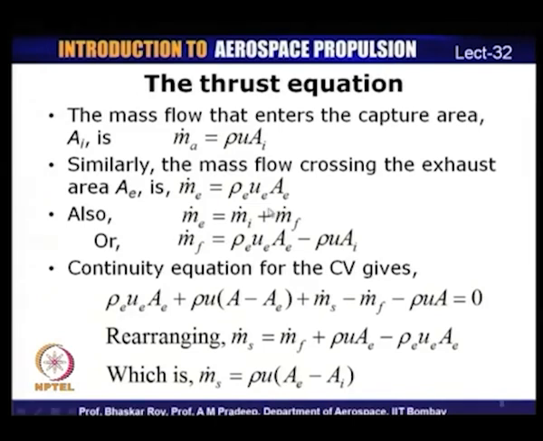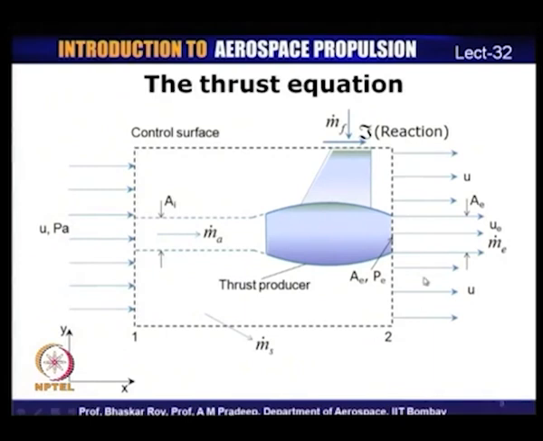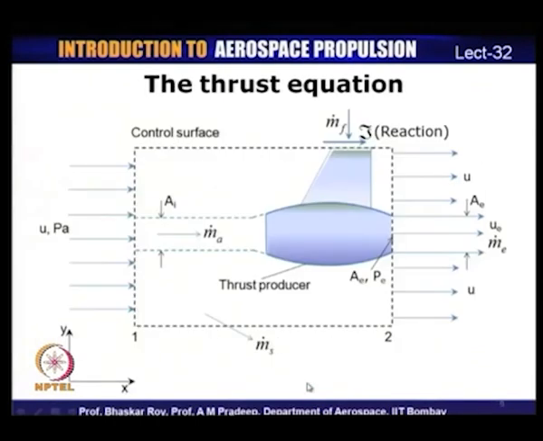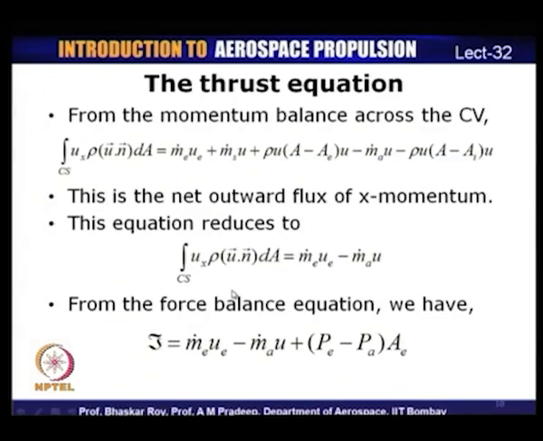But we have already derived an expression for m dot f, which is equal to this, that is rho e u e a e minus rho u a i. So, if you substitute for this m dot f in this equation, we get m dot s is equal to rho into u into a e minus a i. So, that is this term, mass flow rate leaving the control surface is equal to rho into u into a e minus a i. So, we have now carried out a mass balance, which is basically the continuity equation across the control surface.